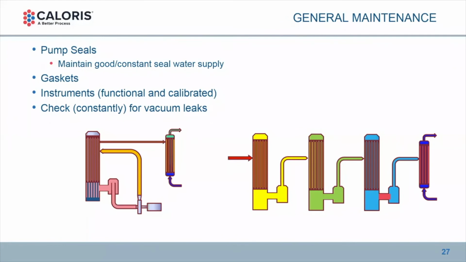General maintenance, and I'll try and step it up here: pump seals. Routinely monitor and check pump seals and maintain good seal water pressure. Gaskets: routinely check and change your gaskets. It's all about minimizing and preventing vacuum leaks and maintaining good product flows, good tube wetting, all of the things I've previously been discussing. Instrumentation: make sure it's functional and calibrated. You're making decisions about operation of an evaporator usually off the instrumentation, and if you've got bad data, you're going to make bad decisions. And again, vacuum leaks.